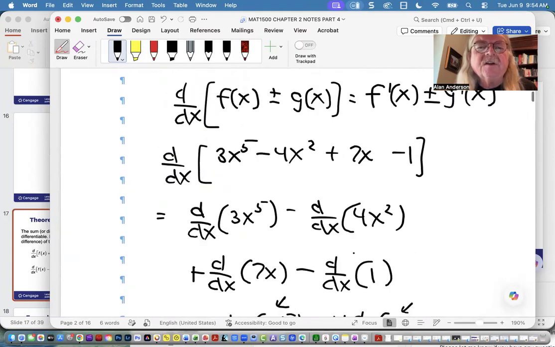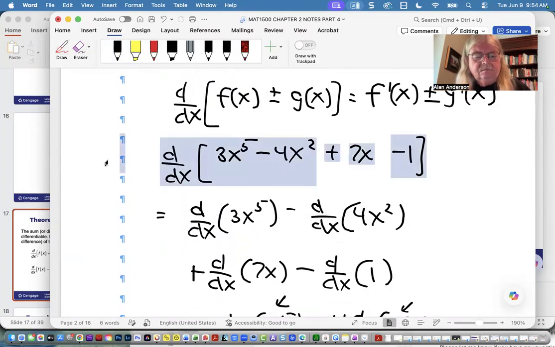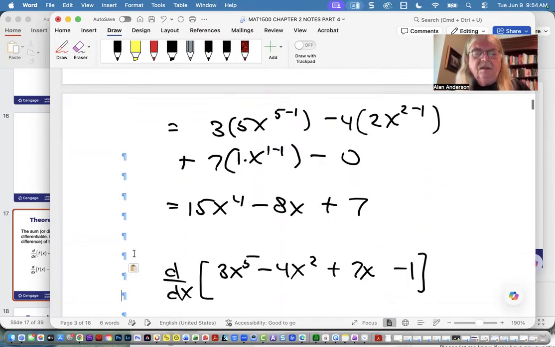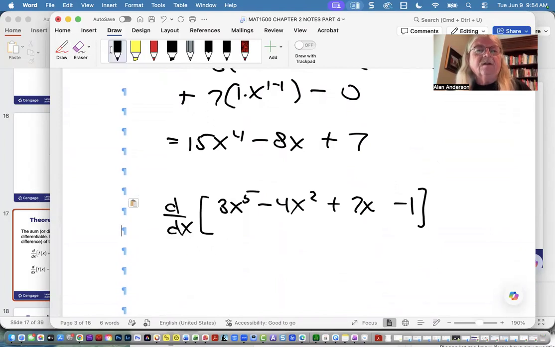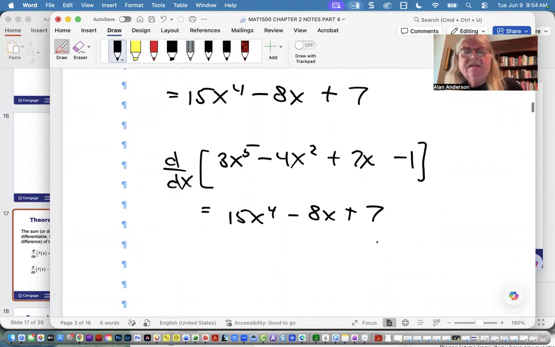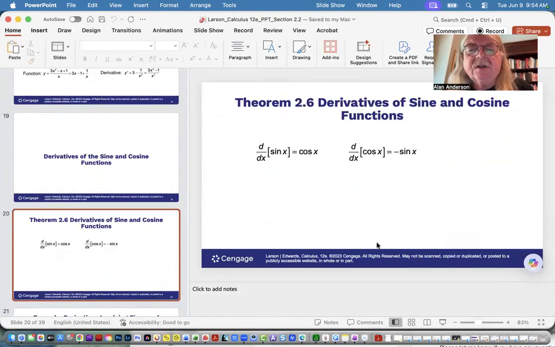Okay, so remember the original function was here. And so our conclusion is that this equals 15x to the fourth minus 8x plus 7. Okay. So anytime you deal with polynomials like this, you'll end up with the same process. All right. And then, of course, don't forget about the trig functions.